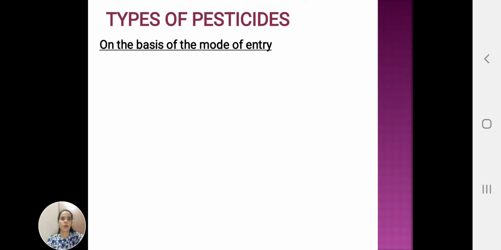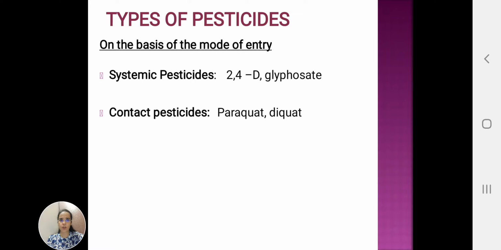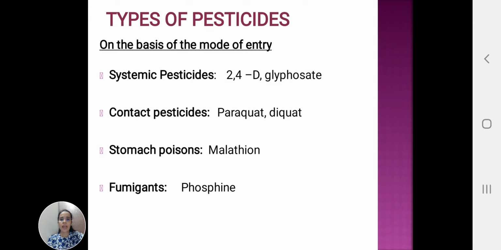On the basis of the mode of entry into the target organism, pesticides can be systemic pesticides which are absorbed by the target organisms. These include 2,4-D and glyphosate. Contact pesticides which act on target pests when the pest and the pesticides come in contact. Example, paraquat, diquat, etc. Stomach poisons which enter the pest's body through the alimentary canal like malathion, and fumigants which kill the target pest by producing vapor and enter the pest's body.